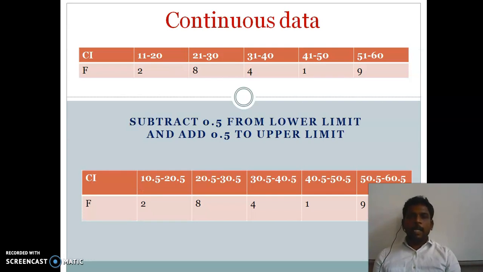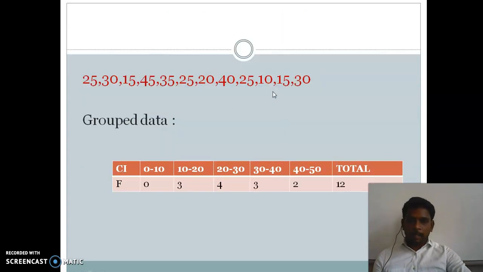So next one, continuous data. Already you know that continuous data means the structure of the data is this one only. So is it continuous? First check the data here. Here 11 to 20, but the next interval starts from 21 to 30, and the next interval starts from 31 to 40. Already I said, look at the last slide, the given data is continuous when the upper limit of the first interval is equal to the lower limit of the second interval. Then only it is called continuous data, otherwise not.